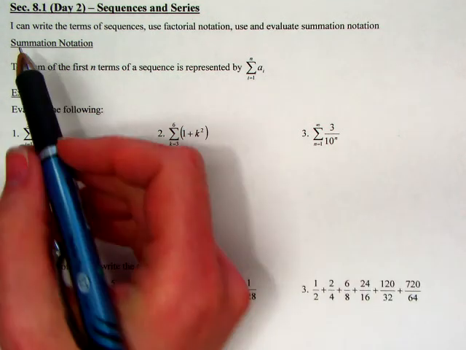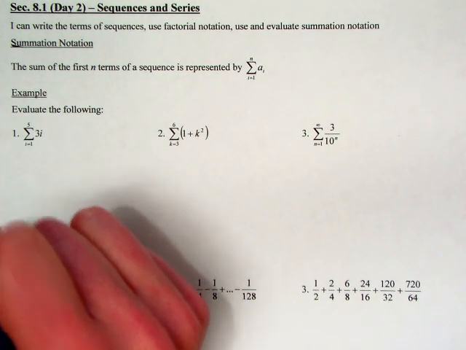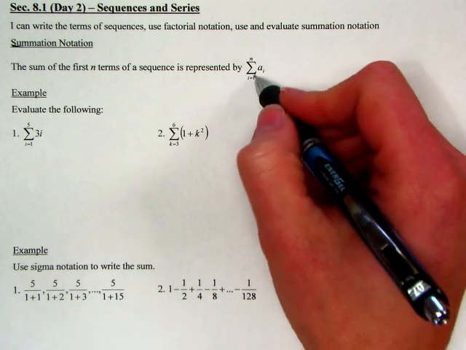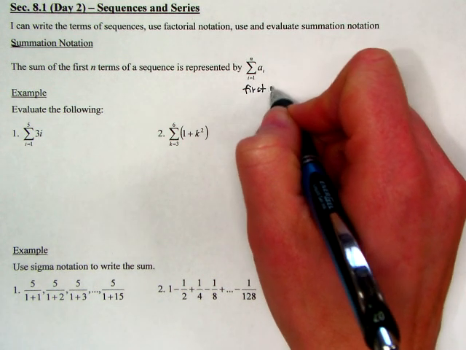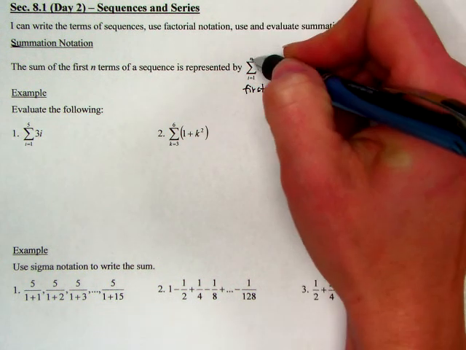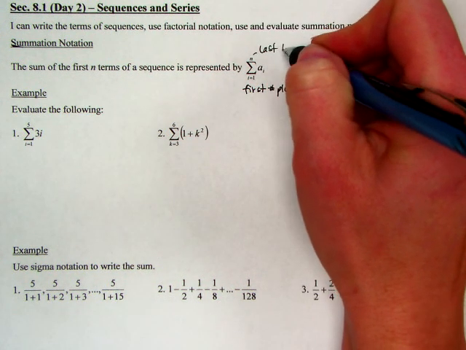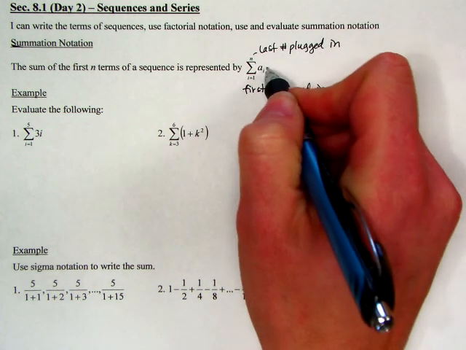So this one is summation notation, which means we are summing things together. The number on the bottom is the first thing you're going to plug in. So first number plugged in. The top is the last number plugged in. And this is the formula you're going to plug in too.